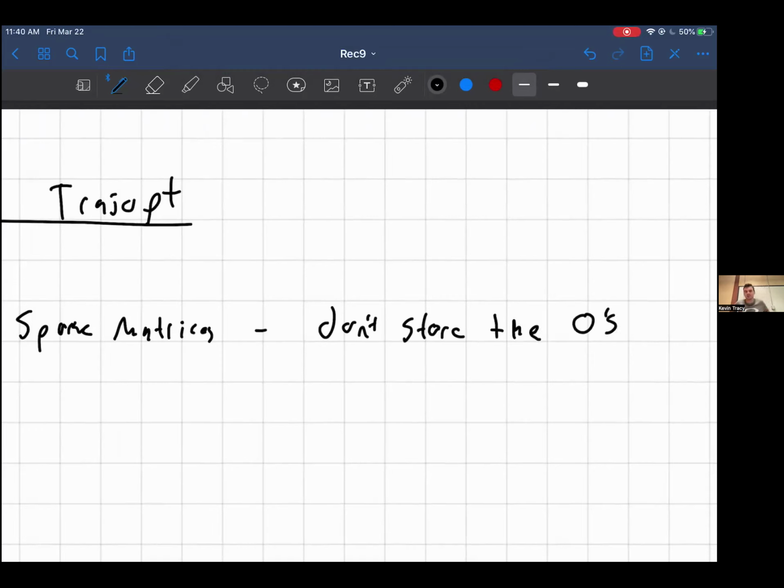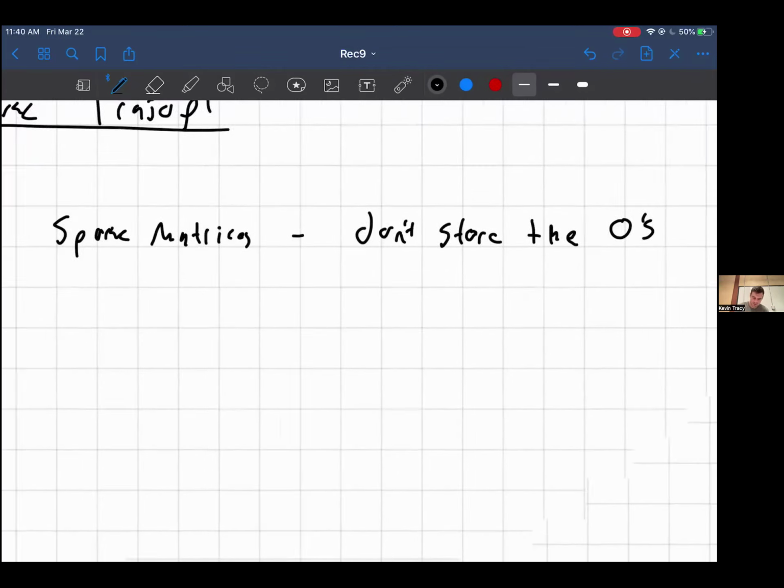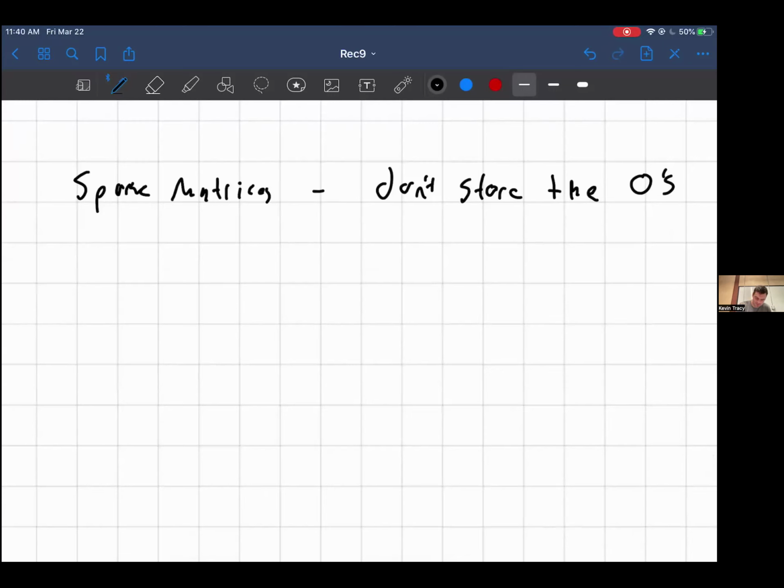So in a sparse matrix, just don't store the zeros, which seems pretty straightforward, right? I have a big matrix, I have a lot of zeros, don't store the zeros. Turns out that if there's only a few zeros, it's okay, you don't have to make it sparse. But if there's a lot of zeros, you should make it sparse.